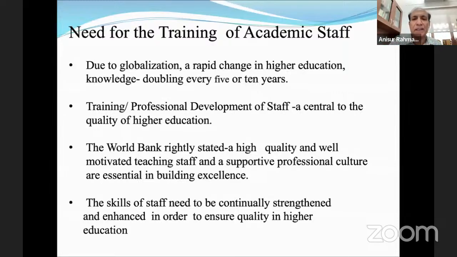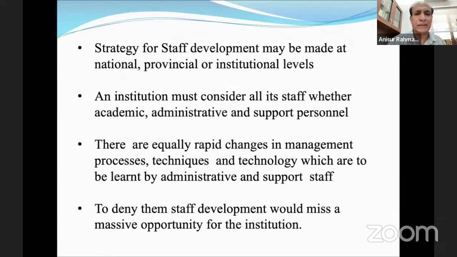Staff means we as faculty, others as administrative staff, and the other one at the top level. There's a provision in our own system that even the vice chancellors are being trained today. And why? In order to improve the quality, I think it is very important to do this. So the skills of the staff need to be continually strengthened. What kind of strategy would there be for this purpose? It could be made at the national, provincial, or institutional level. All institutions must consider all their staff, whether academic, administrative, or support personnel, for training, because there are equally rapid changes in management processes, techniques, and technology which are to be learned by administrative staff.